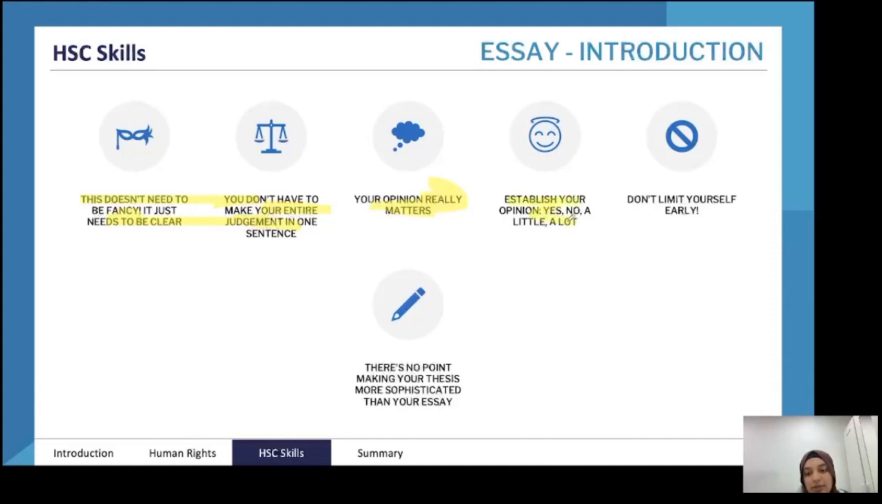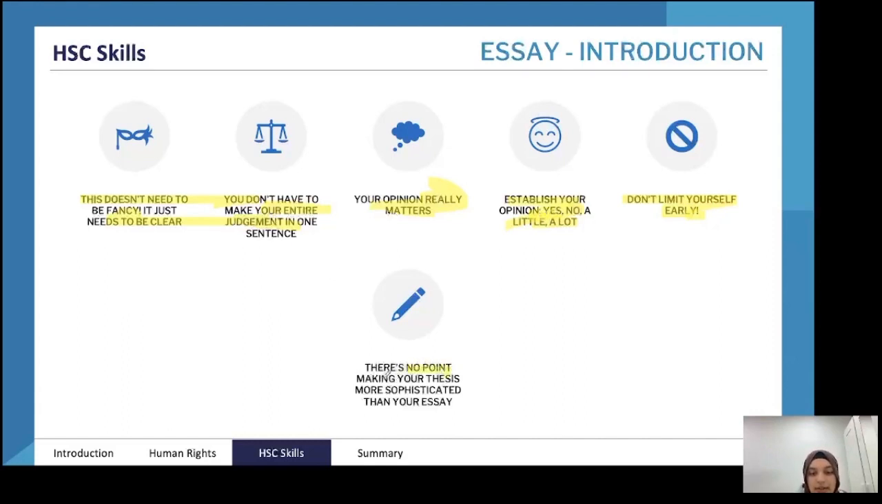Next up, establish your opinion. So is it yes, no, a little, a lot? What is it? It's up to you. Don't limit yourself early. So yeah, just give yourself the best opportunity for success. And so make sure that you've got that in your intro as well. And also just try to do as much practice as you can now so that you can feel like it's a lot easier when you get to your exam.